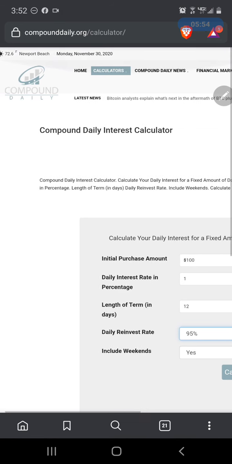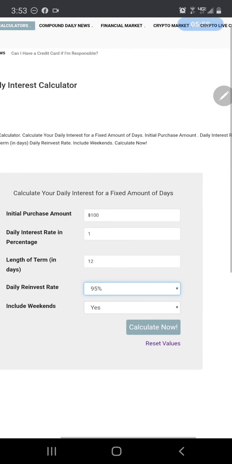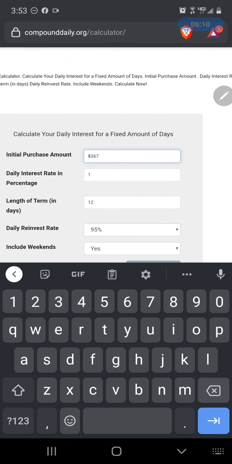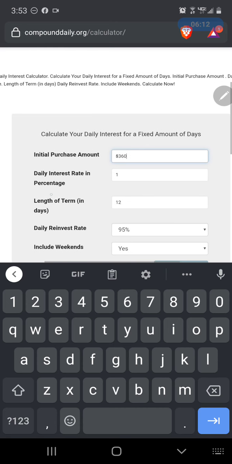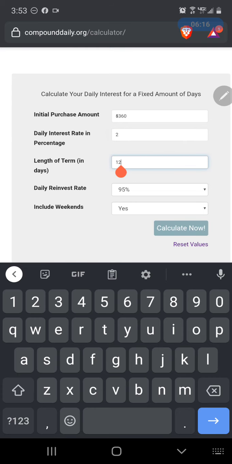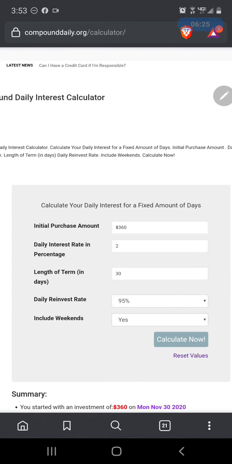All right, so I did find the website I was using, which is compounddaily.org/calculator. We're going to come on over here. And we start off with 367. Let's just put it at 360. We're looking at 2% a day for 30 days. And we'll just leave a little bit of wiggle room for like fees and things like that. Let's go ahead and calculate that.